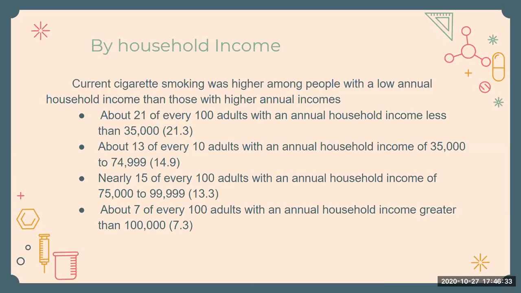You can see the difference there in numbers in regards to household income, 21.3% at individuals less than 35,000. It's a great number. Next slide, please.